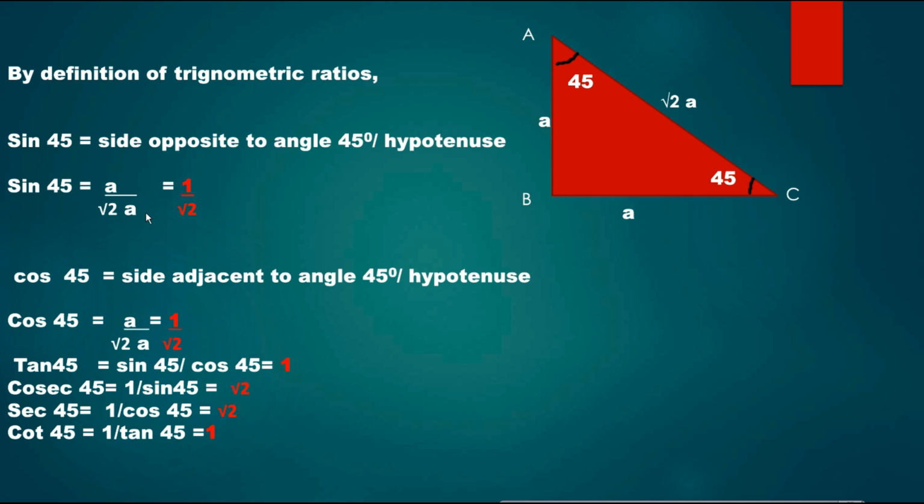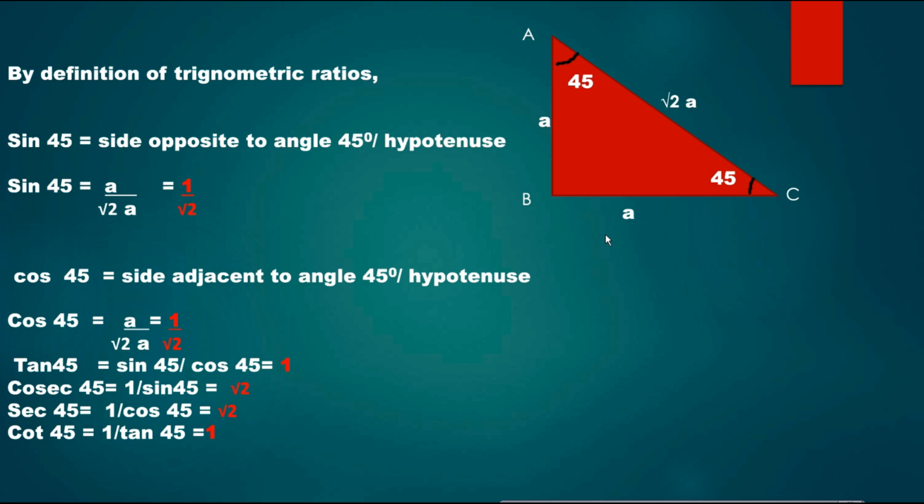Cos 45 is adjacent by hypotenuse. Adjacent a, hypotenuse root 2 a. a by root 2 a equal to 1 by root 2. So sin 45 equal to cos 45 equal to 1 by root 2. Next tan 45. Tan 45 is sin 45 by cos 45. Sin 45 is 1 by root 2, cos 45 is 1 by root 2. 1 by root 2 divided by 1 by root 2 equal to 1. Or tan 45 is opposite side by adjacent side. Here the opposite side is BC equal to a. Adjacent side is also a. So a by a equal to 1.